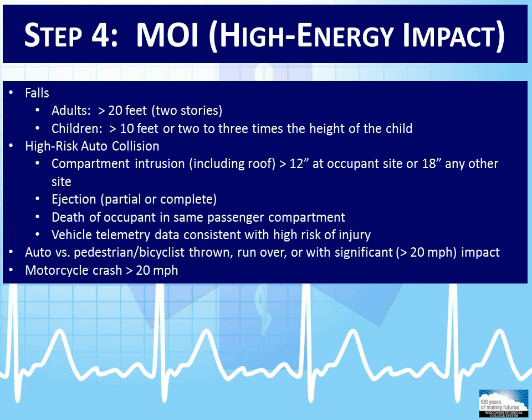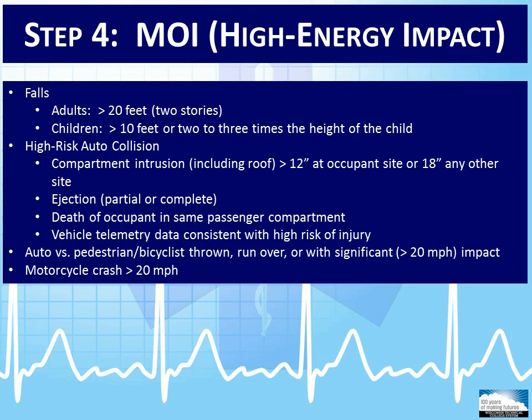High-risk auto collision, which includes compartment intrusion including the roof greater than 12 inches at the occupant site or 18 inches at any other site, ejection, partial or complete, of the patient from the vehicle, death of an occupant in the same passenger compartment as the patient, or, while it may not be possible for the EMS crew to obtain on the scene, vehicle telemetry data consistent with high risk of injury.